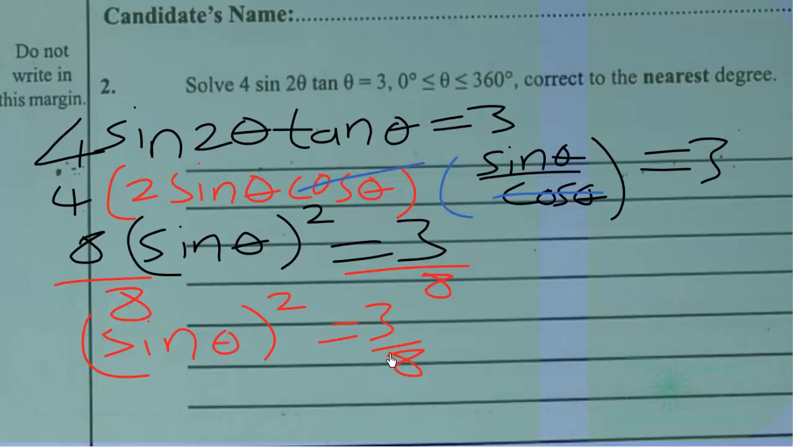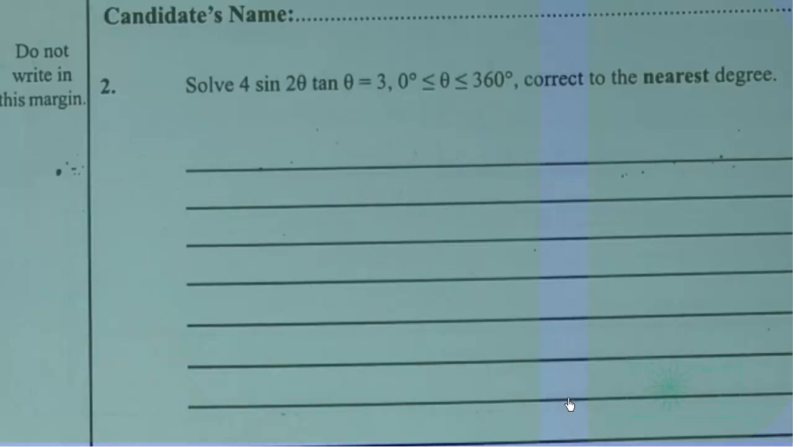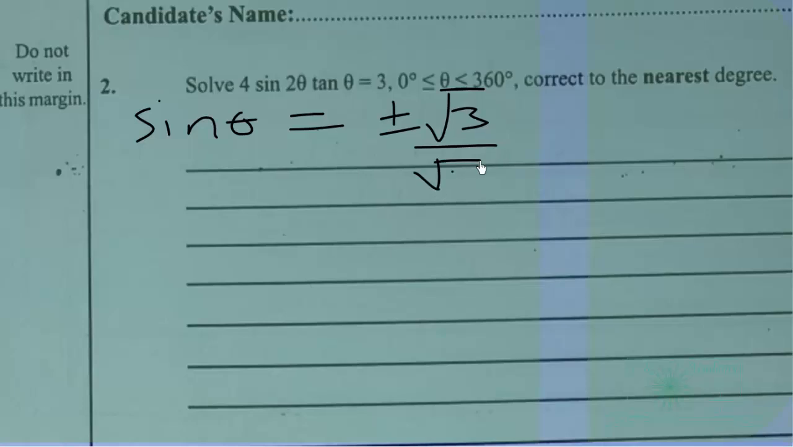You take plus or minus square root of both sides to get sine theta equal to plus or minus square root of 3 over 8. So you might want to simplify that. Sine theta equals plus or minus square root of 3 over square root of 8. Remember, square root of 8 is the same as 2 root 2. So this will give us plus or minus square root of 3 over 2 root 2.